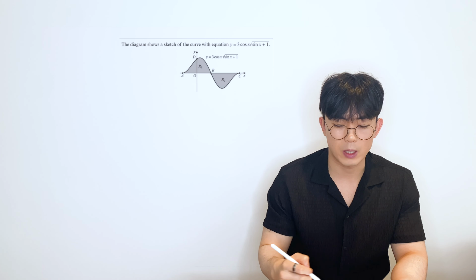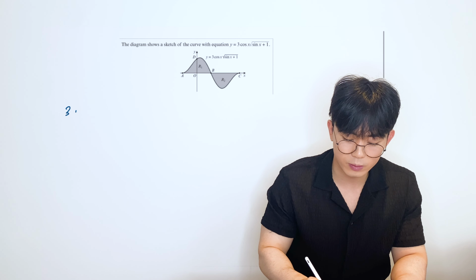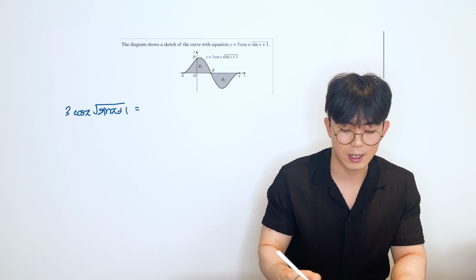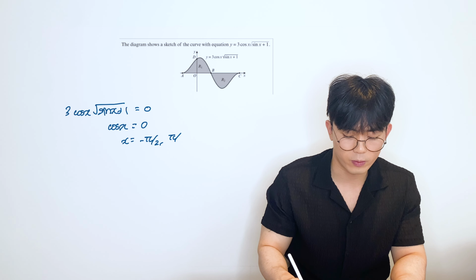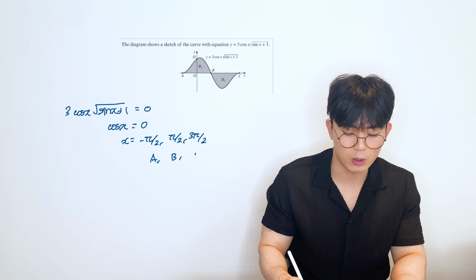So as we said, we need to find the coordinates at which it crosses the x-axis. So the equation is 3 cos x times the root of sine x plus 1. And we need to find where it crosses the x-axis, that's when y is 0. So that means cos x is 0, so x is going to be minus pi over 2, pi over 2, and 3 pi over 2. So these are going to be your a, b, c coordinates.